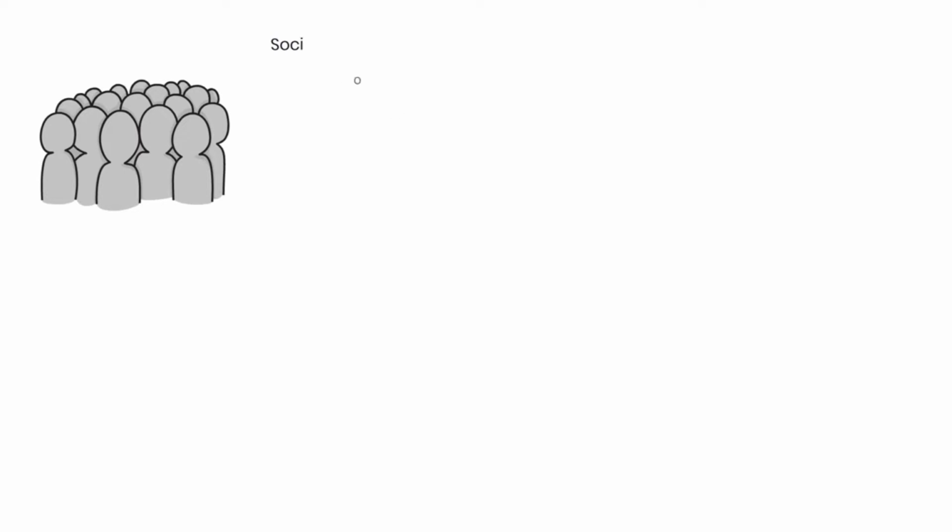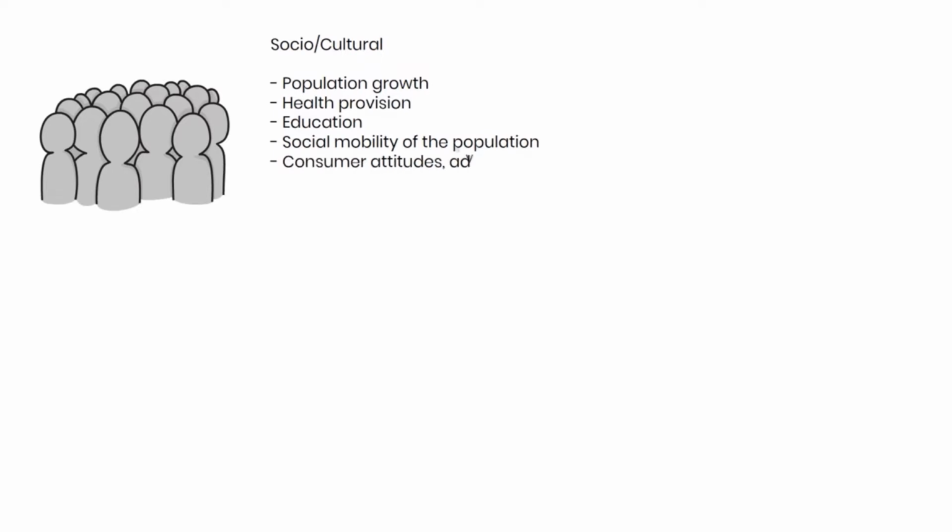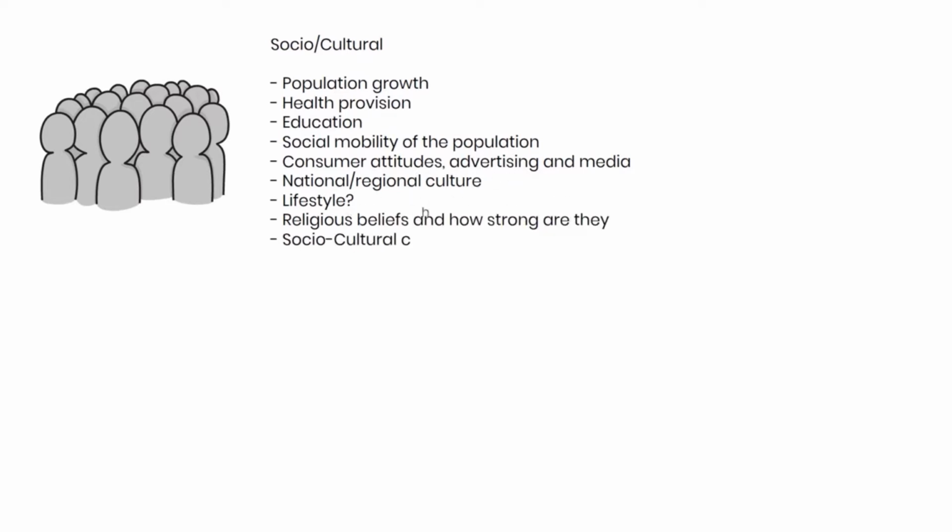Under the socio-cultural domain, you want to consider things such as population growth, health provision, education, social mobility of the population, consumer attitudes, advertising and media, national and regional culture, lifestyles, religious beliefs and how strong they are, and socio-cultural changes.